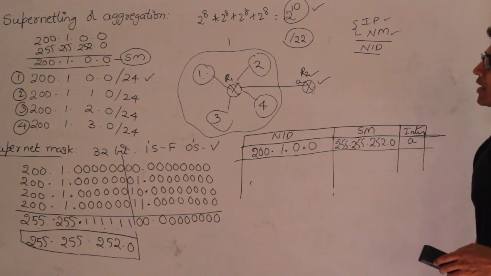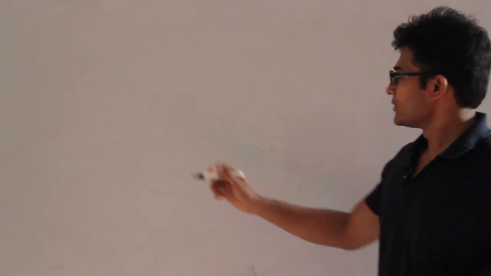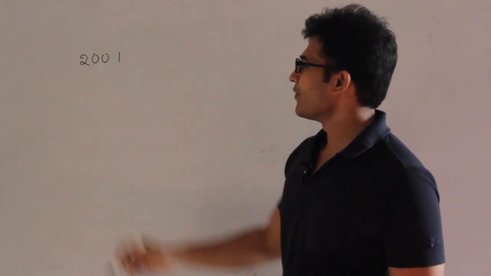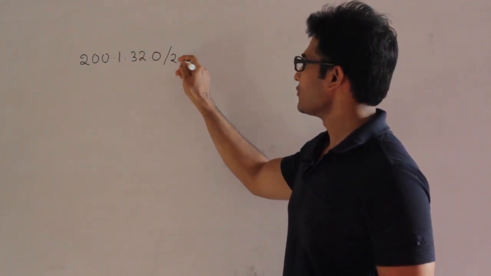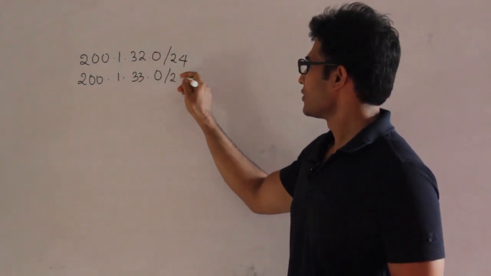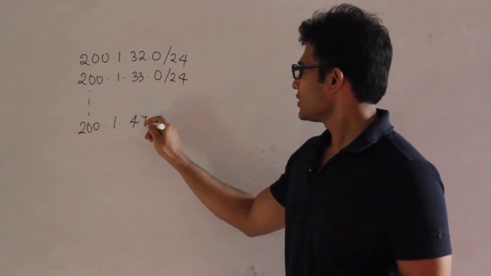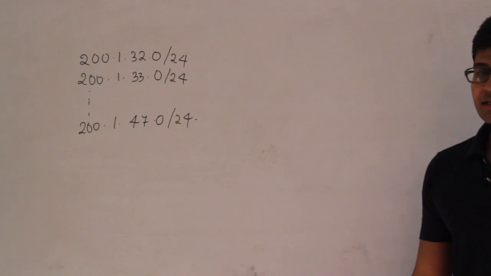So I'll take one more example and I'll explain this procedure more clearly. Let's say these are the networks: 200.1.32.0/24, then 200.1.33.0/24, and so on, up to 200.1.47.0/24. Why do I always take 200? There is nothing, it's just a coincidence. Now, can we apply supernetting on all these networks?